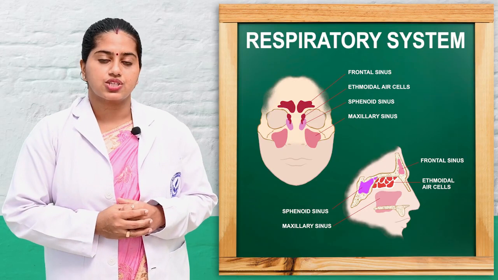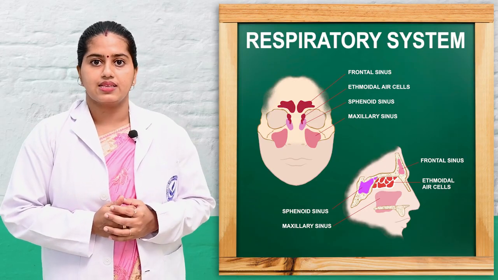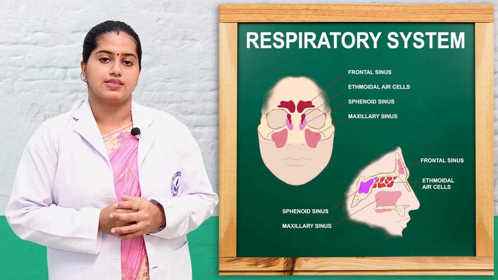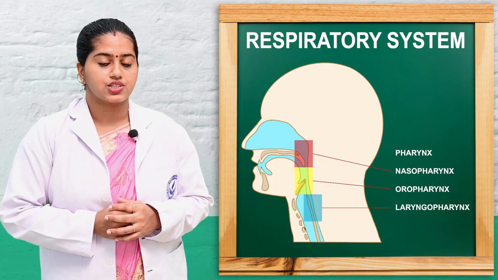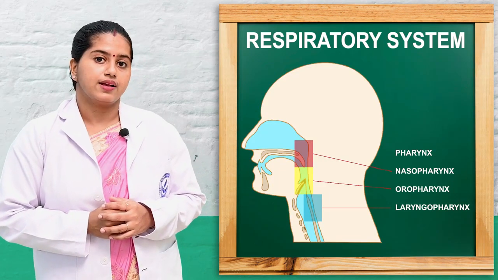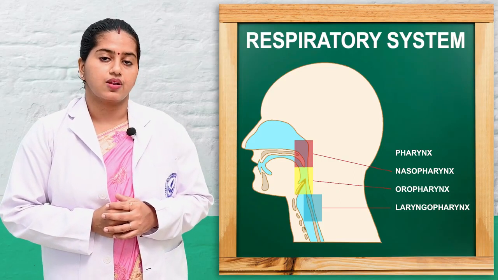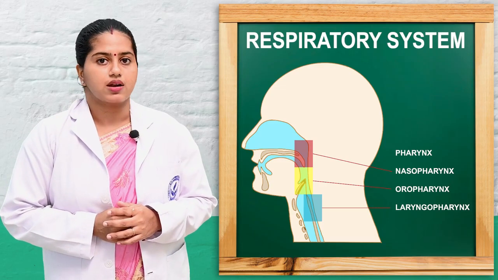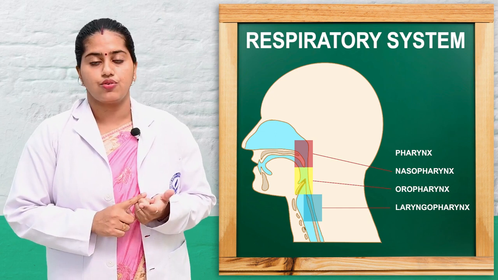Then the next functions of the nose are air conduction, smell, resonance, and humidification and filtration of air. Next is the pharynx. The pharynx is a funnel-shaped structure, 12 to 14 centimeters long, and it mainly consists of three parts: the nasopharynx, oropharynx and laryngopharynx.